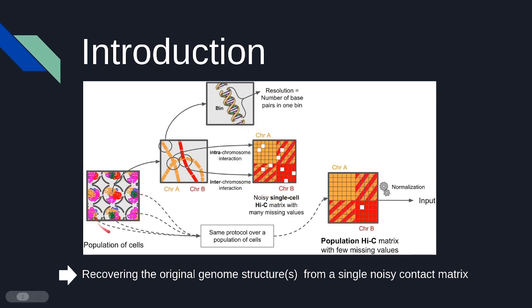So in practice, the Hi-C experiment is performed over an entire population of cells. The resulting contact matrix, which is also called the Hi-C matrix, is the aggregation of contacts over the entire population. One can do this because the structures within the population are very similar. To summarize, the goal of this paper is to reconstruct the genome structure in 3D given the Hi-C matrix, which is noisy, and we don't have any ground truth data. So we work in an unsupervised setting, which makes the problem very hard in terms of machine learning. We recover the original genome structure from a single noisy contact matrix.